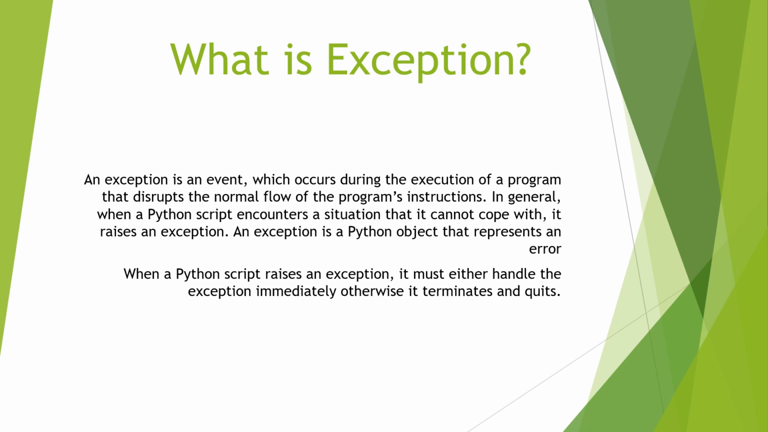What is an exception? An exception is an event which occurs during the execution of a program that disrupts the normal flow of the program's instructions. In general, when a Python script encounters a situation that it cannot cope with, it raises an exception. An exception is a Python object that represents an error. When a Python script raises an exception, it must either handle the exception immediately, otherwise it terminates and quits.